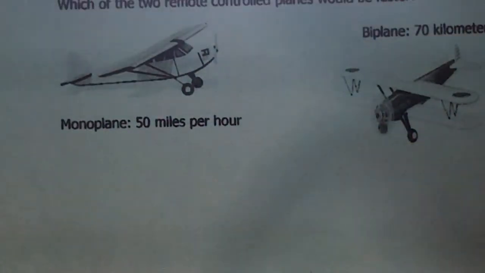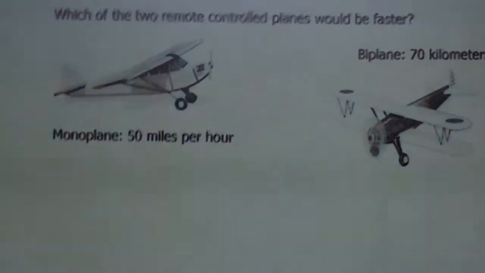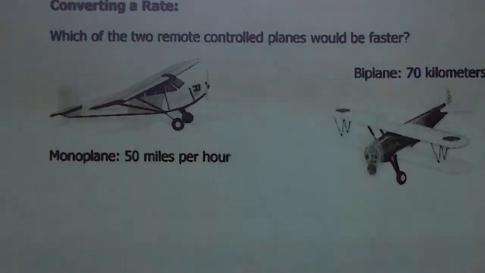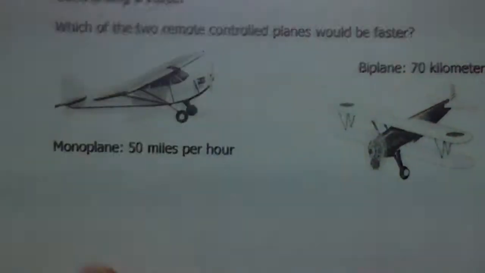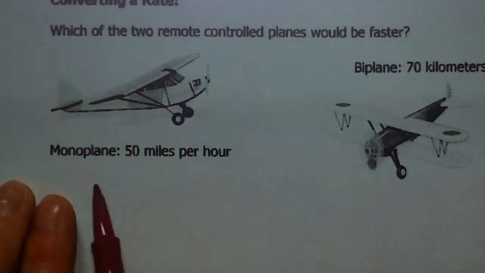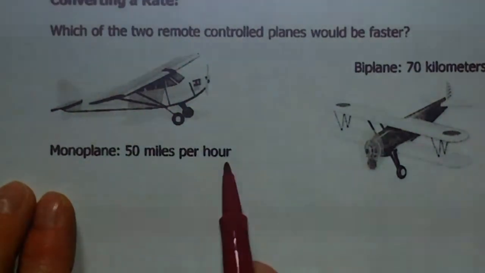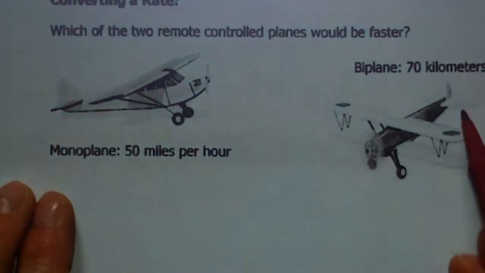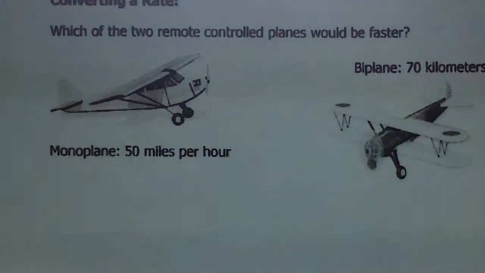Okay, so now kind of word problems or situations to go along with this. Which of the 2 remote control planes would be faster? Well, the monoplane is 50 miles per hour, and the biplane is 70 kilometers per hour. Now you might automatically be thinking, well, it's the 70 one, because the 70 is more than 50.